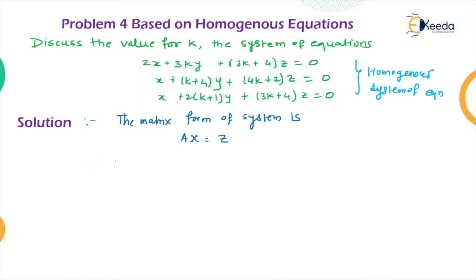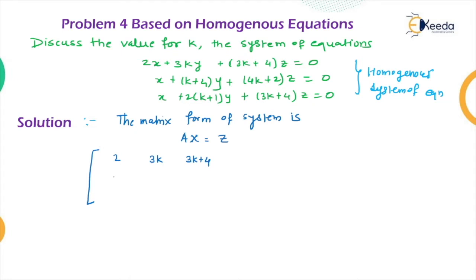Now we write the coefficient matrix A. How to write the matrix A? You just have to write the coefficients of x, y and z. So in the first equation, the coefficient of x is 2, then the coefficient of y is 3k, and then 3k plus 4. You have to just observe the coefficients.